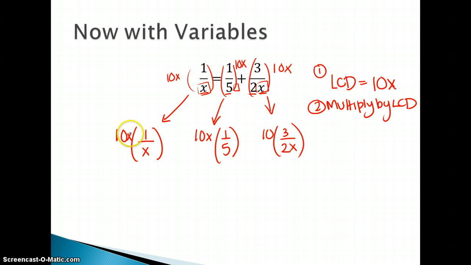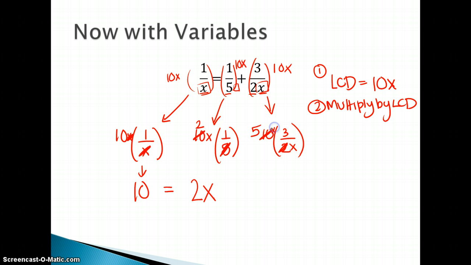So if I look at my first term, I can cancel x, numerator and denominator, and I would just be left with 10. That was next to the equal sign. If I look at my second term, 10 and 5 cancel. Both can be divided by 5. I would be left with 2x. 2x times 1 is just 2x. And if I look at my last term, 10 and 2x, both can be divided by 2. So I'd be left with 5.